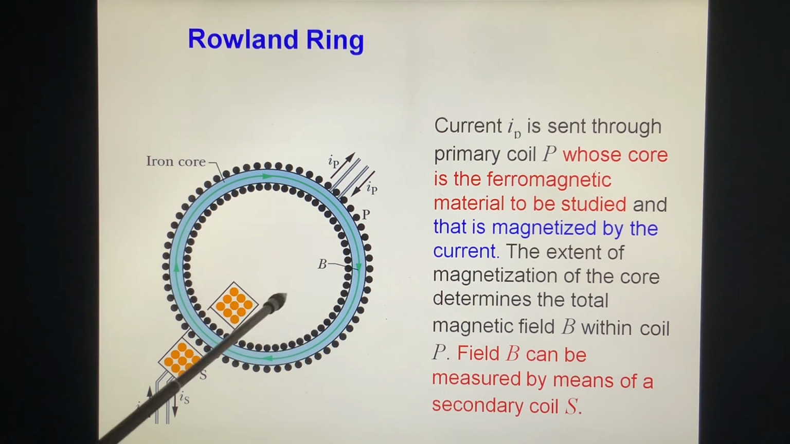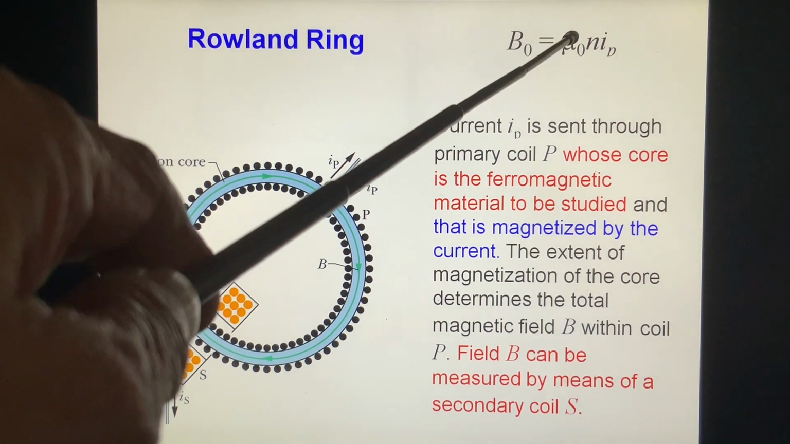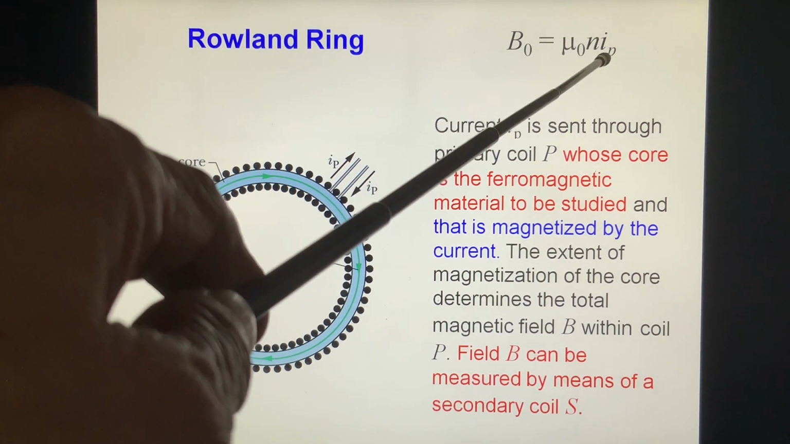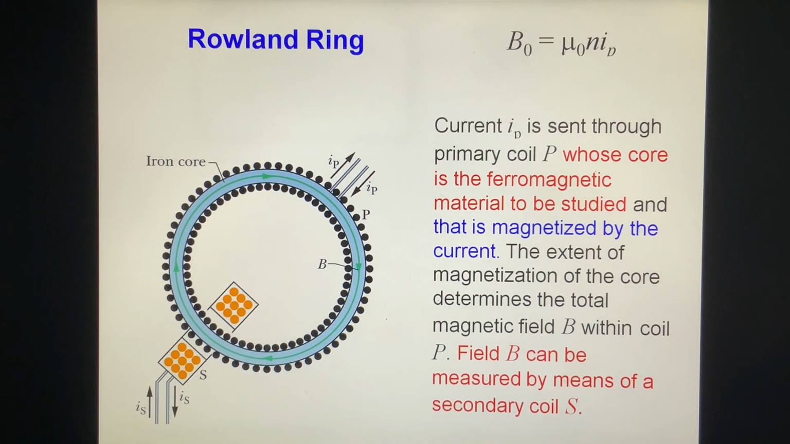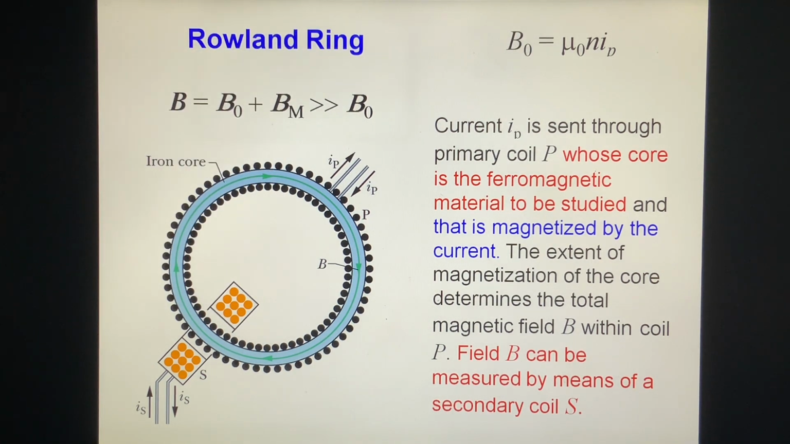Field B can be measured by means of a secondary coil S. This is B0 equal to mu0 n I_P without the core. If we put in the core, then what we measure from S is B equal to B0 plus B_material, which is much larger than B0.